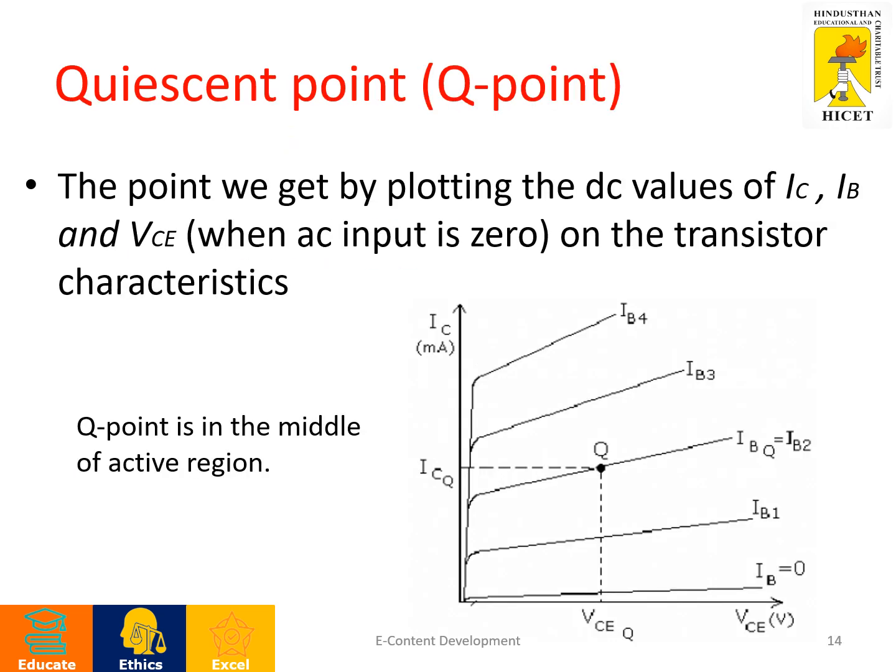Q point. The Q point is also called the operating point, where we'll be going for DC load line analysis, and after that we'll be fixing the Q point like this, where in general the Q point is in the middle of the active region.